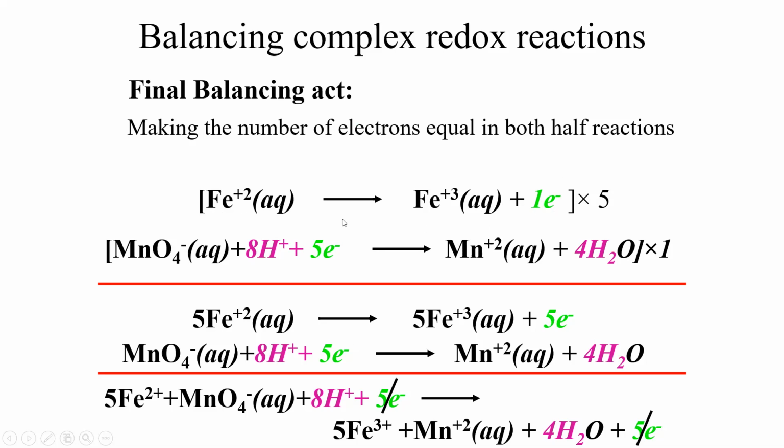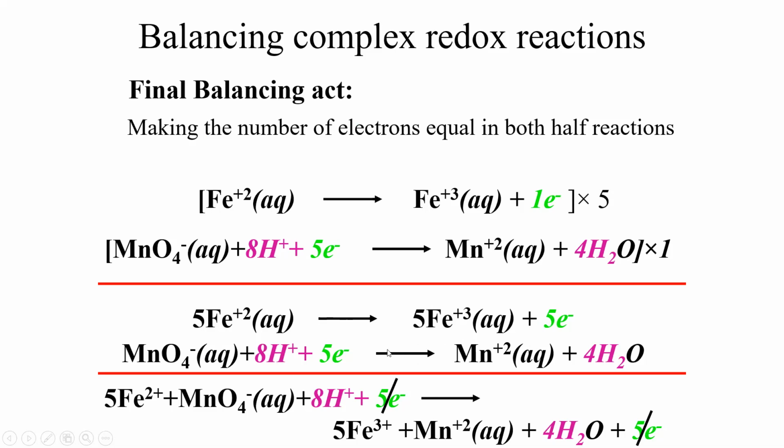Every element here that makes up the oxidation half equation will be multiplied by 5, while this remains intact because we are only dealing with the electron. So in doing that, your iron 2 becomes iron 3. 1 mole of iron 2 becomes 5 moles of iron 2, 1 mole of iron 3 becomes 5 moles of iron 3, and your 1 mole of electron becomes 5 electrons.